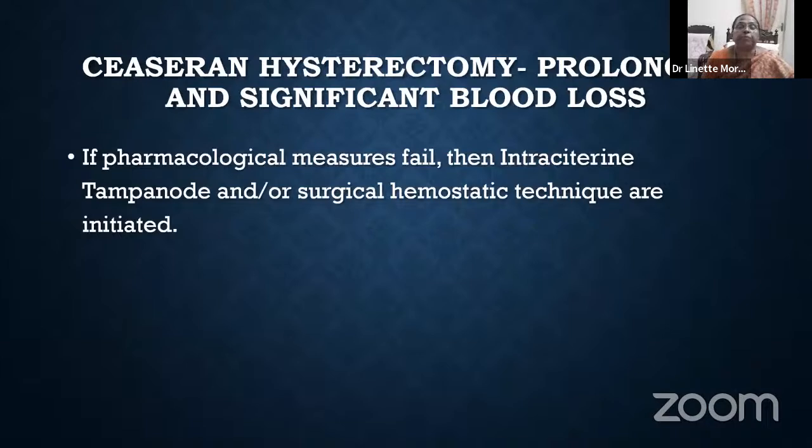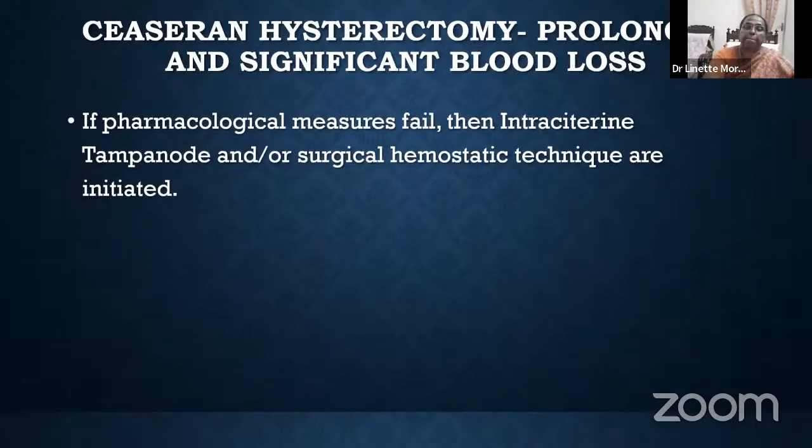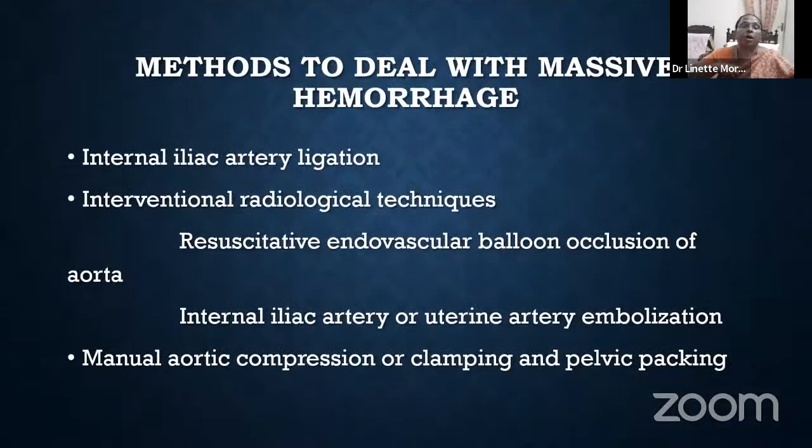Cesarean hysterectomy, which is the universally accepted method in these cases, is known to be prolonged and cause significant blood loss. And if pharmacological methods fail, then intraoperative tamponade or surgical hemostatic techniques can be initiated. There are several methods to deal with massive hemorrhage other than the pharmacological methods. These include internal iliac artery ligation.